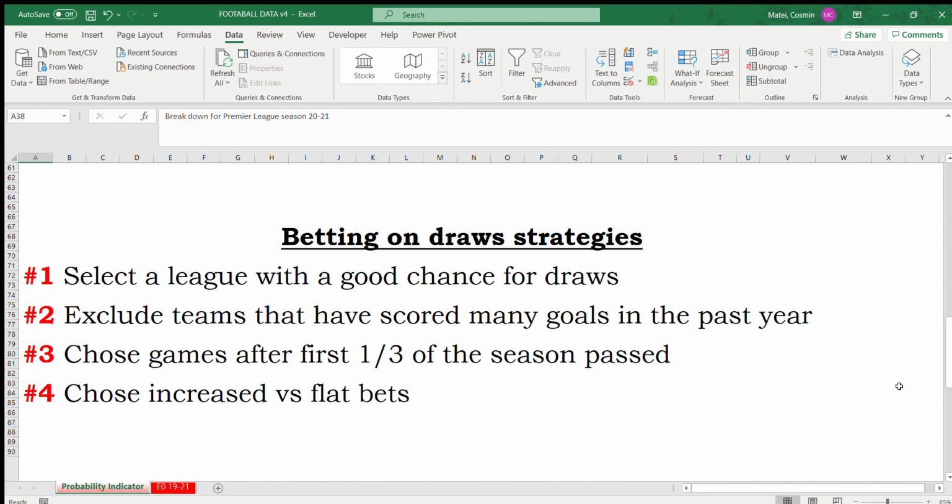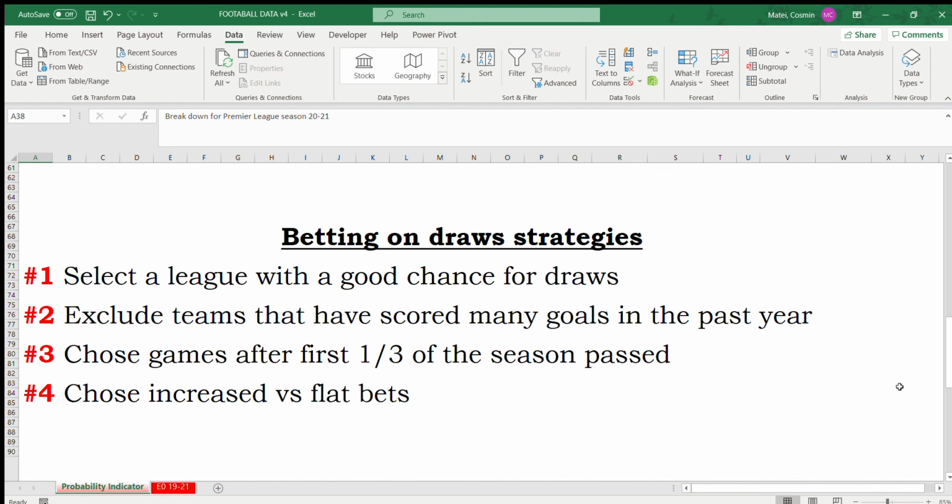The second strategy is to exclude teams that have scored many goals in the past year. So we've checked in this video some examples from English Premier League, increasing from 22 to 27% chance of a draw. The third strategy is to exclude betting on draws in the third part of the season, because there are less draws in that part, and we want to bet on draws after, let's say, 130 games have passed.